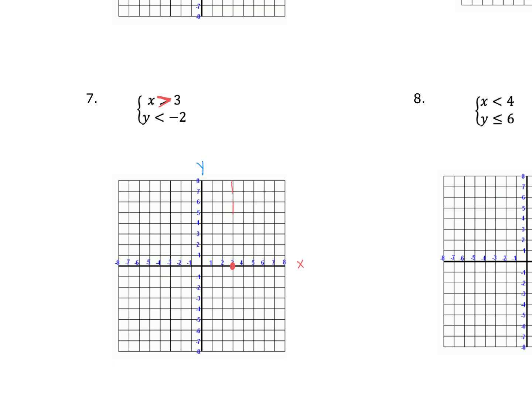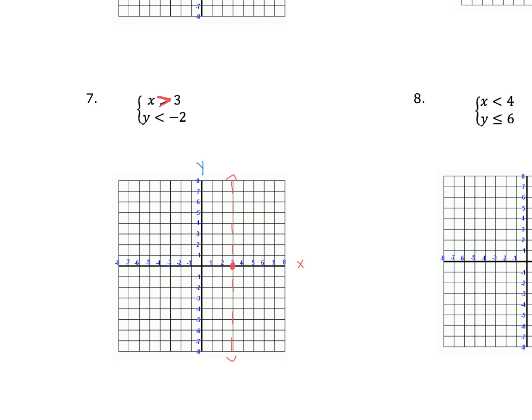So I'm just going to make this vertical line dashed on there. Okay, and this is the tricky part. Usually we're used to putting our pencil on a dot and then we pull either up or down. But when you have a vertical line or a horizontal line, that's a little bit harder to do. So especially with a vertical line, if x is greater than 3, I have to look at my numbers.